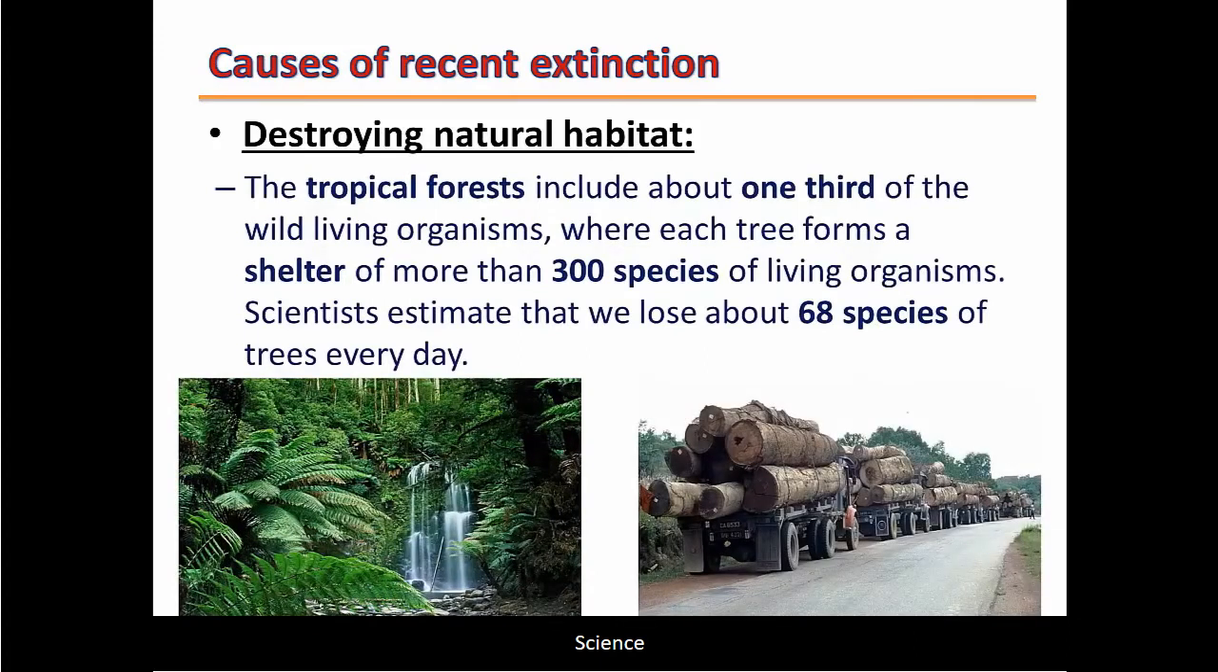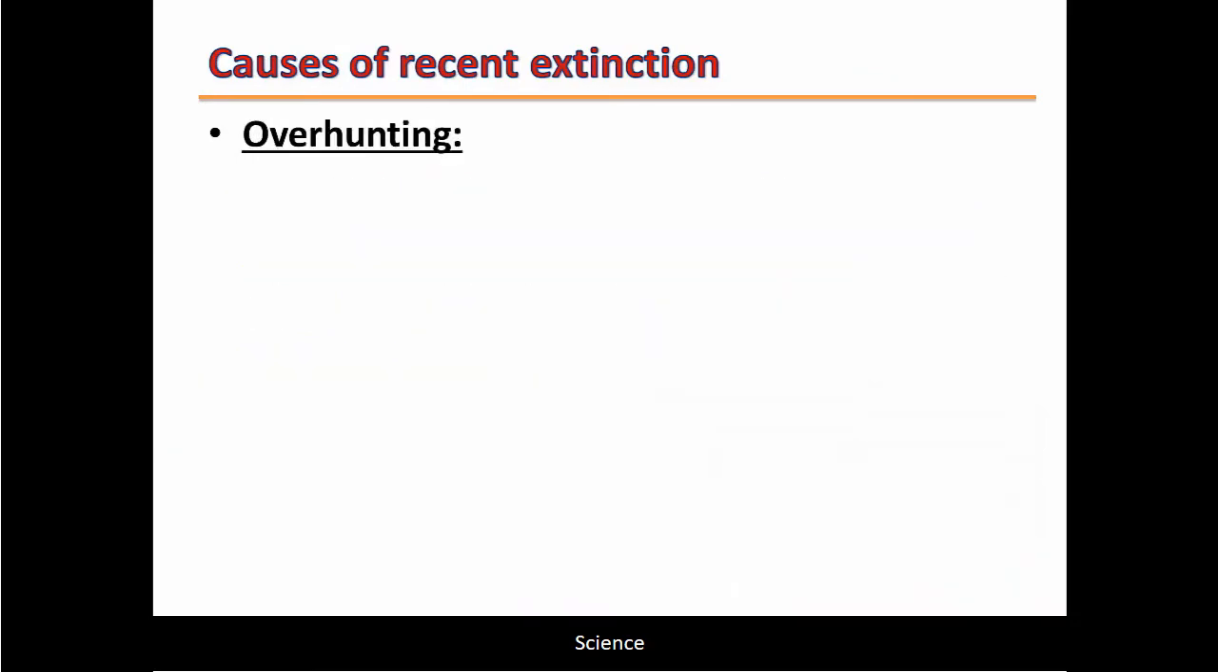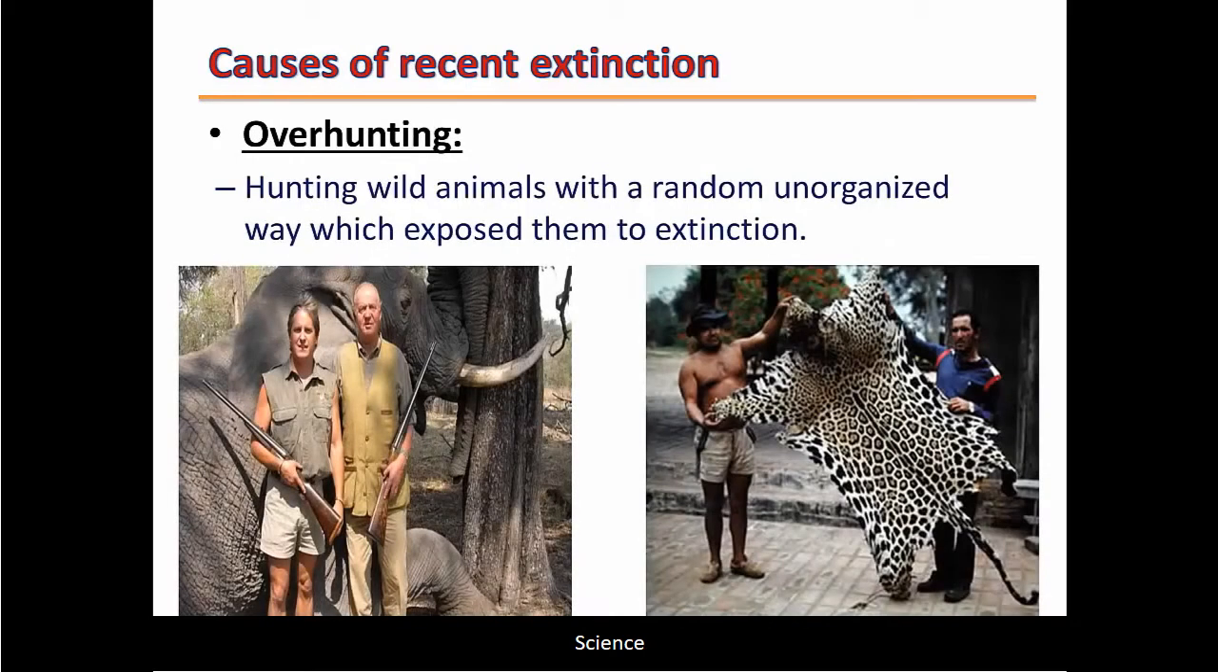The tropical forests include about 1/3 of the wild living organisms, where each tree forms a shelter of more than 300 species of living organisms. Scientists estimate that we lose about 68 species of trees every day. Overhunting. Hunting wild animals in a random, unorganized way exposed them to extinction.